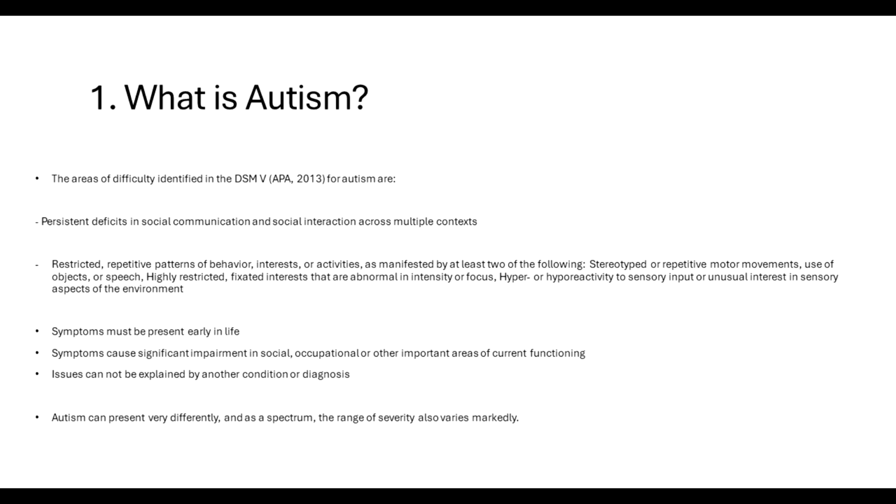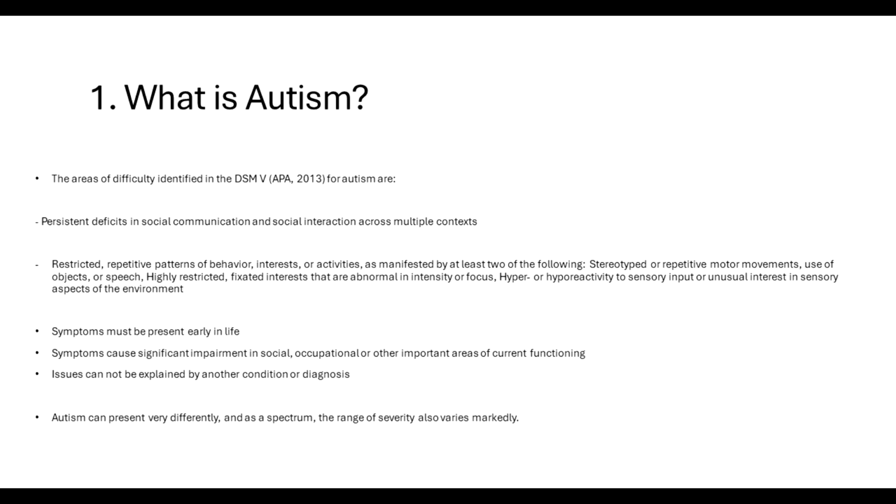Obviously, symptoms must be present early in life. It is supposed to be a global condition. It is a lifelong condition. It's not something that suddenly appears, despite what some research spuriously claims. And obviously, issues cannot be explained by another condition or diagnosis. Autism exists as a spectrum, as a continuum. So, they're not all the same.